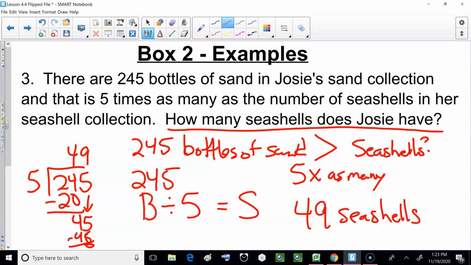So you can pause this one right now, write down this information to help you. Yeah, this is a little tricky in the wording. We really have to get comfortable finding how many times as many to really help us out as we continue to move through these problems.